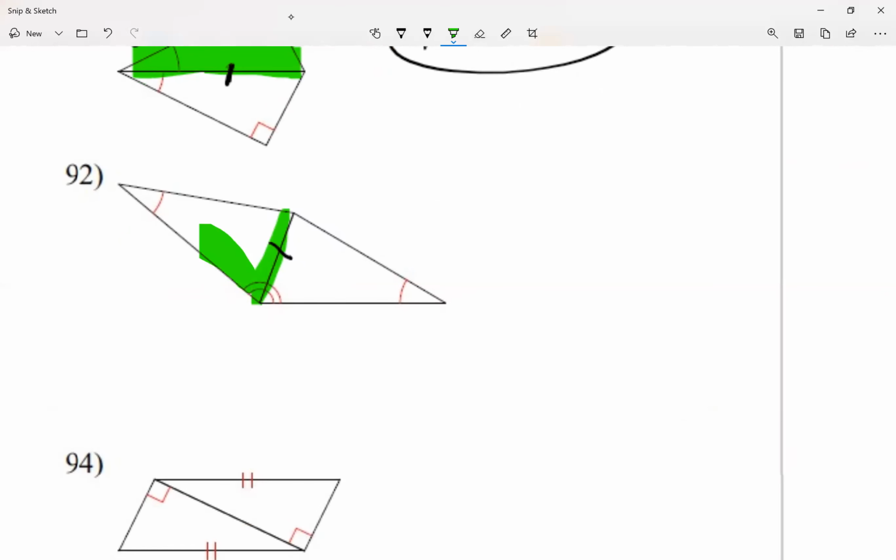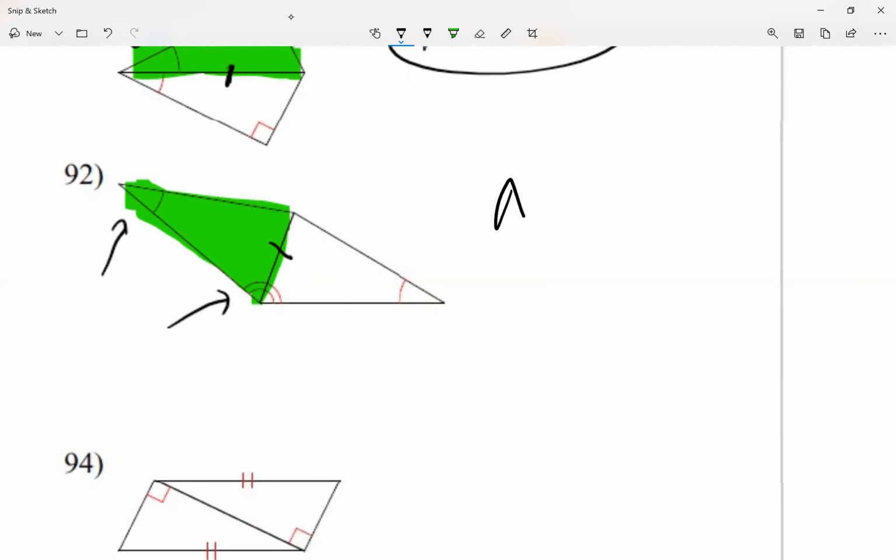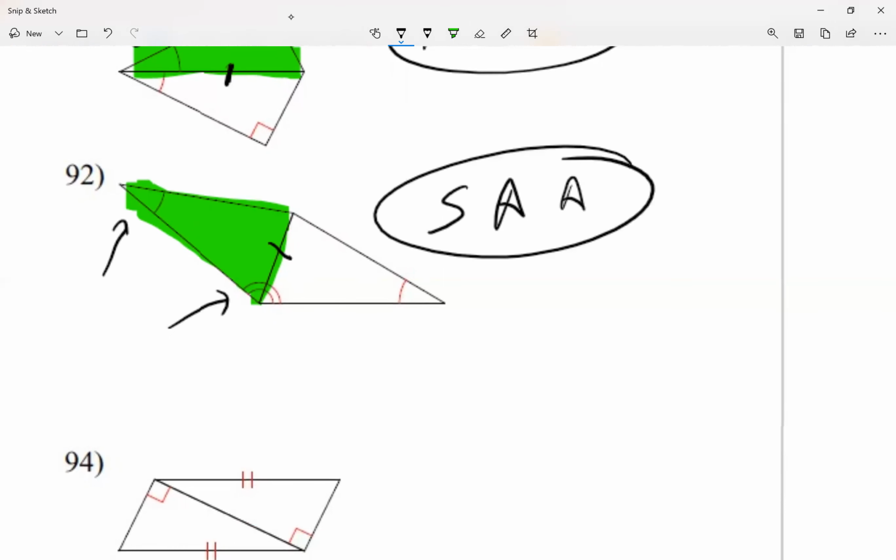Now here in question 92, I can mark the side because of the reflexive theorem. Right, both triangles use it. I'm looking at this triangle and I see two angles. Now, is the side in between the angles? No. Okay. So angle, angle, side, or side, angle, angle. Either way is correct. Quickly take a look. The other triangle is marked the same way, so we're good.